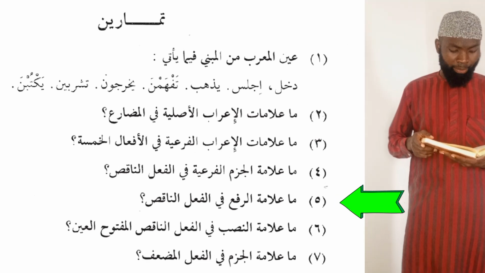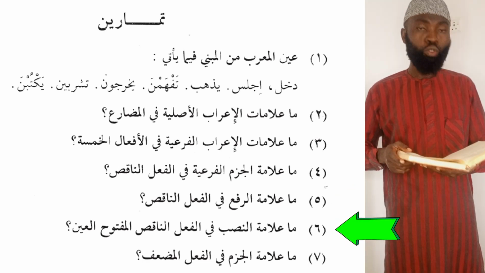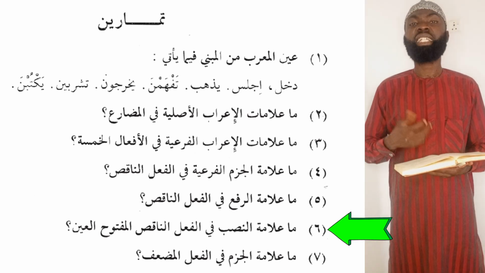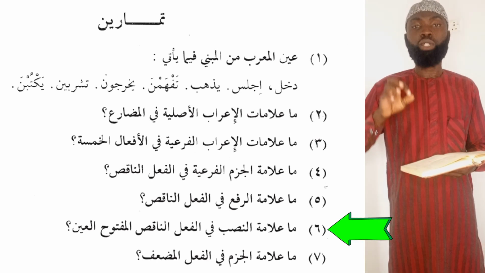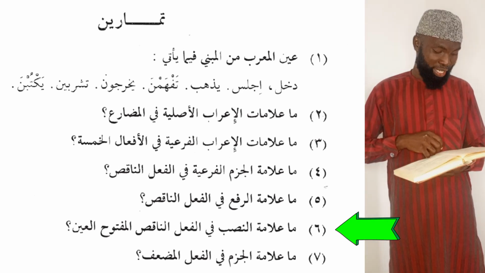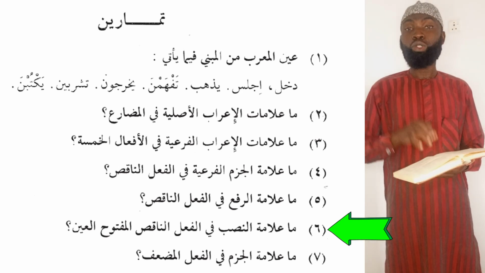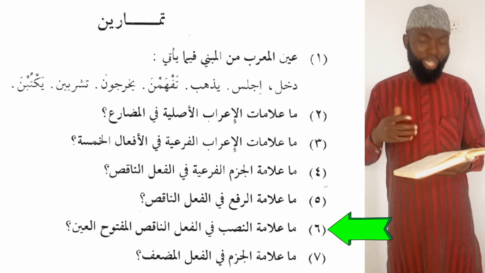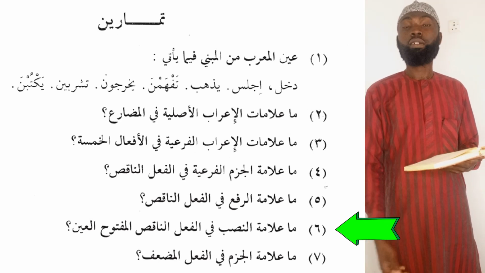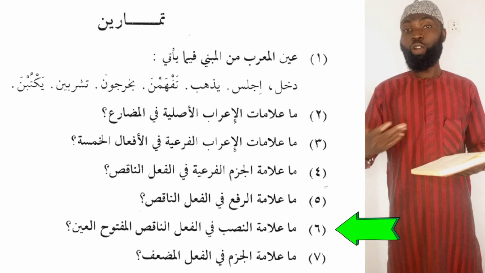Number 6, we have ma alamatun nasb fil fi'l al-naqis al-maftuh al-ayn. What is the sign of showing that this word is a nasb word? That is a word that's supposed to be ending with fatha in a verb which ends with a sick letter. So, and the verb has its middle letter as fatha. The sign will be that the fatha, al-fatha al-muqaddara, tuqaddar al-fatha, the fatha will be hidden.